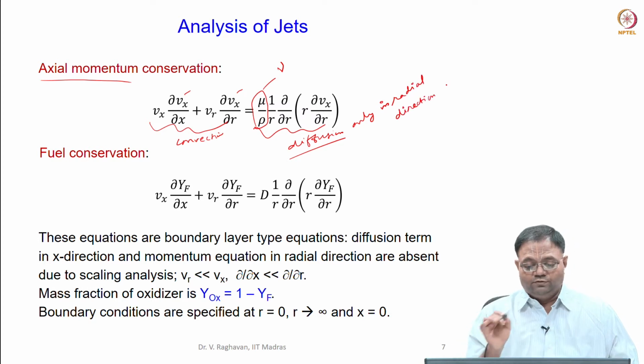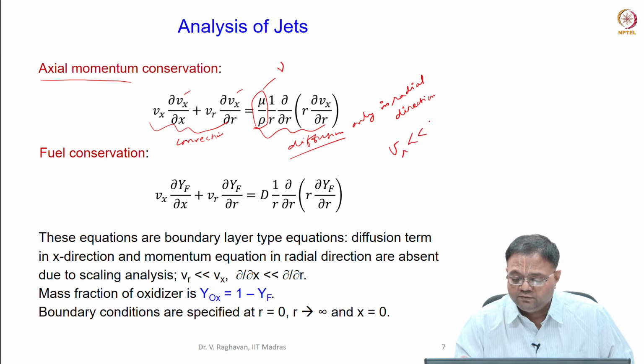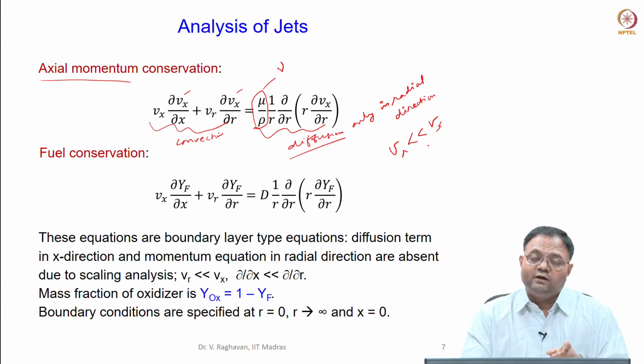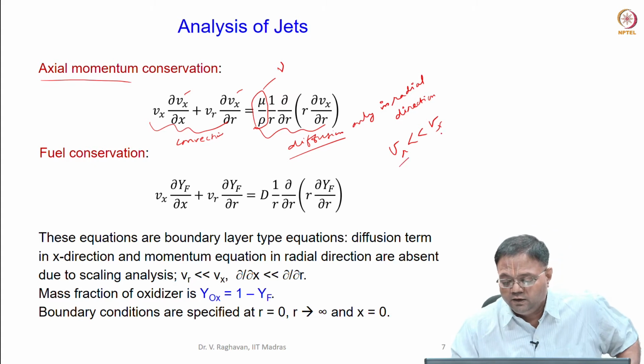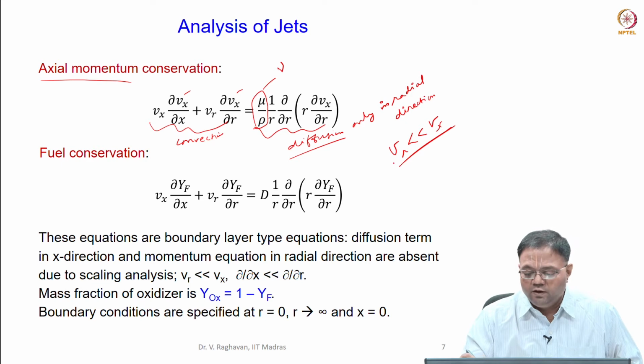Okay. So, this is the conservation of axial momentum. Please understand that since Vr is much less than Vx, we assume a boundary layer assumption, like along the x direction the velocity is predominant over the y direction velocity. So, we neglect that. Similarly, here the radial direction velocity is neglected, so there is no momentum equation required for this velocity.